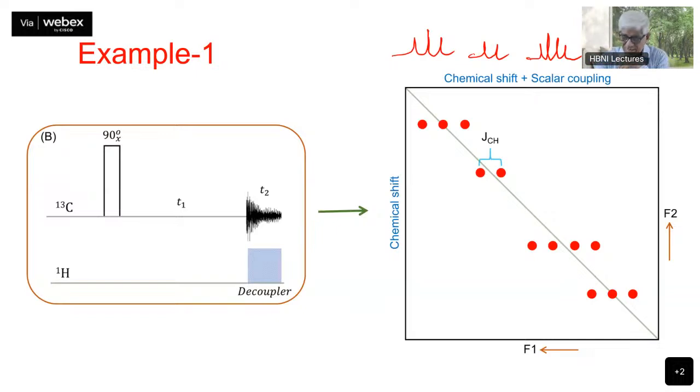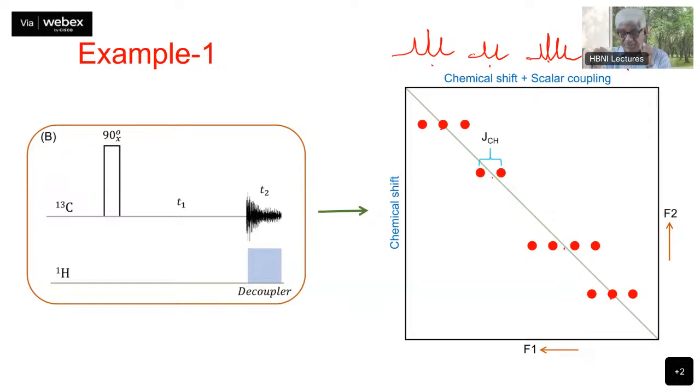Now, the diagonal, as I said, represents the chemical shifts. So you look at this point here, the middle of the diagonal points. That is the chemical shift of the particular nucleus. The center point here is the chemical shift here, the center point here is the chemical shift here, and the center point here is the chemical shift here. Okay, and therefore these appear at different points on the diagonal.